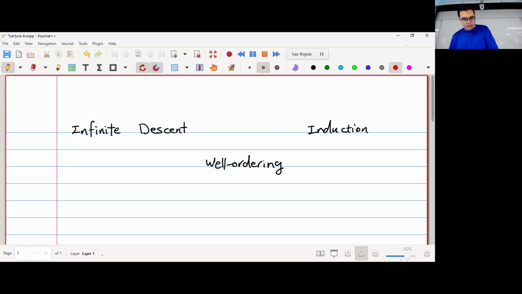And I showed that infinite descent implies well ordering, and well ordering implies induction. So to show that they're all equivalent, it's enough to show that induction implies infinite descent. But someone did this on Canvas, so I'm not going to do it. I'm going to do something else now. Let's say I have well ordering, and I want to prove infinite descent. And then I will do this one as well, proving well ordering using induction.